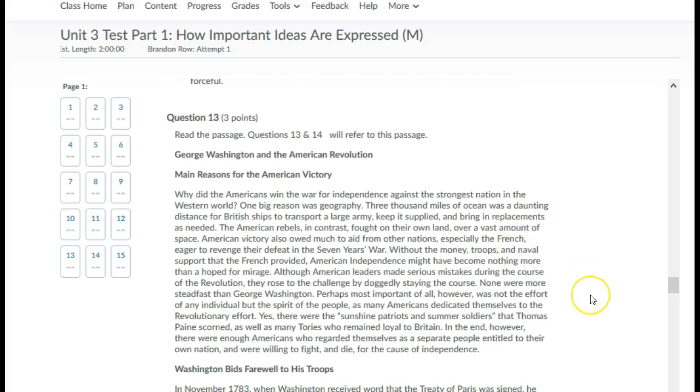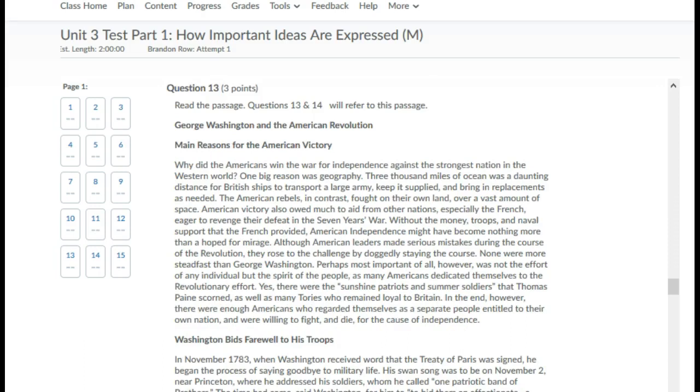Question 13. Read the passage. Questions 13 and 14 will refer to this passage. George Washington in the American Revolution. Main reasons for the American victory. The Americans win the war for independence against the strongest nation in the Western world. One big reason was geography.